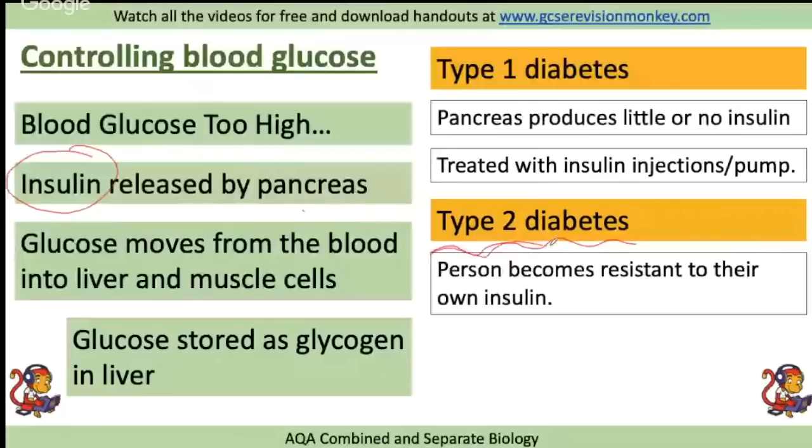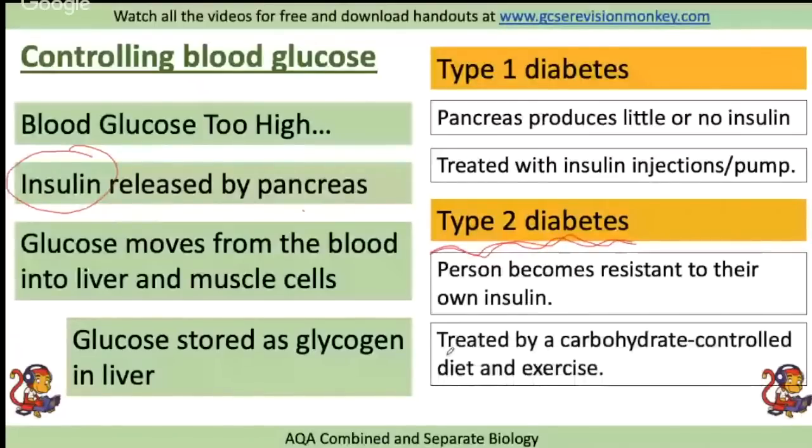So what they'll suggest the patient should do is control the amount of carbohydrates that are going into their diet and make sure that they exercise more. And in that way, they can control their own blood glucose levels. So hopefully it won't have any other effects on their body.